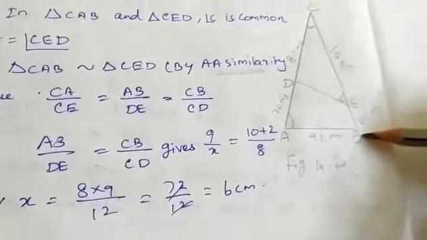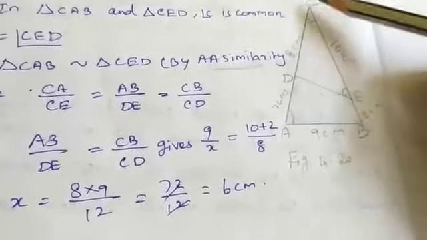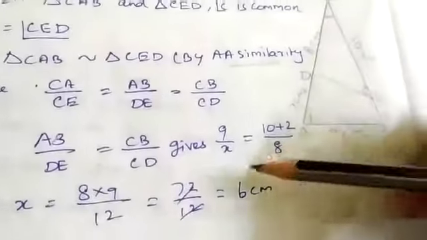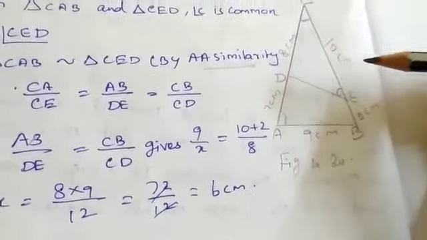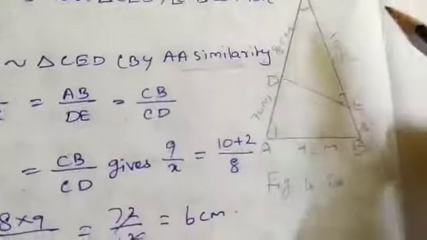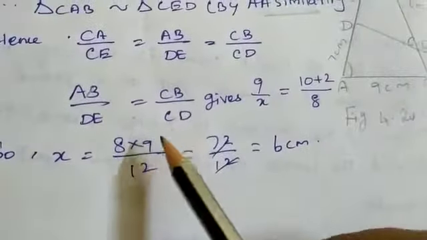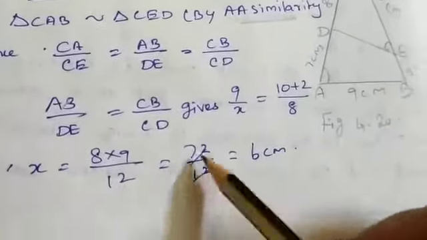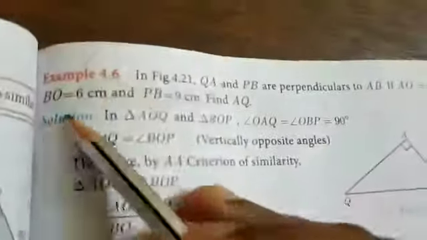AB by DE equal to CB by CD, which gives 9 by x equal to 10 plus 2 by 8. 10 plus 2 by 8, which is this. Okay, so you'll get x equal to 8 into 9 by 12, which is 72 by 12. When you cancel it, you will get 6 centimeter. So let us see the next example.